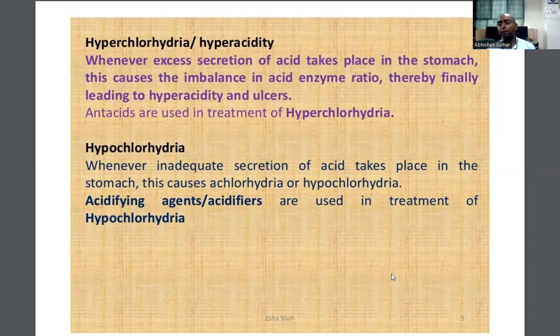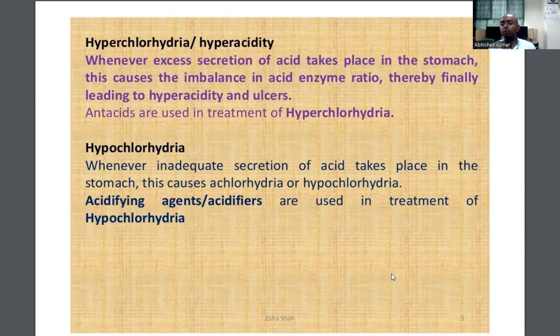Hypochlorhydria. What happens? Our body needs a minimum amount of acids and enzymes to maintain the balance and the metabolism of the human body. Then what happens when it is secreted in less amount? Suppose we need 10 grams of acid at a particular time, and only 5 grams is secreted. That time the body needs some extra acid, and if it does not get it, our body gets disorders. So that is called hypochlorhydria.